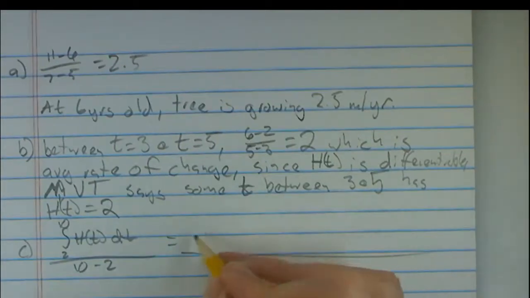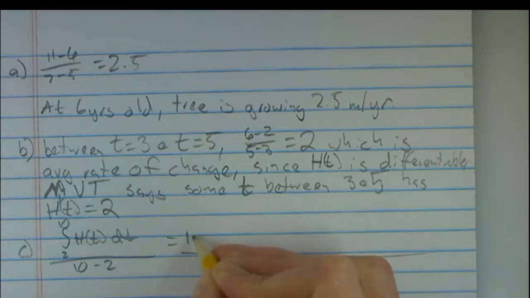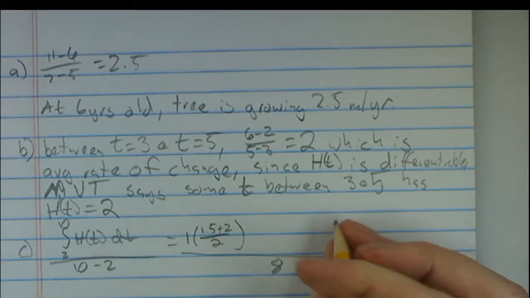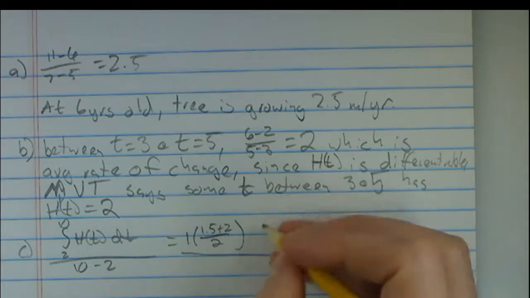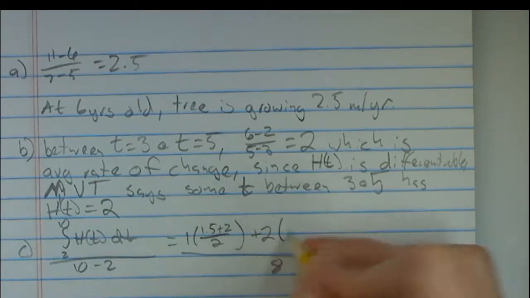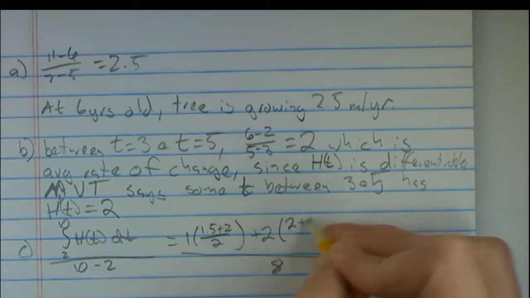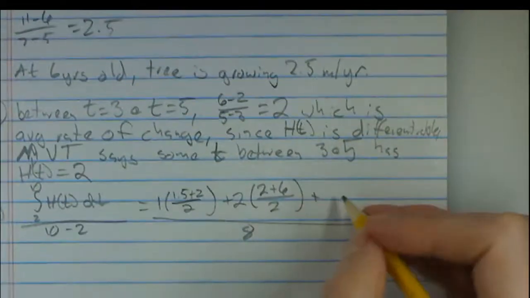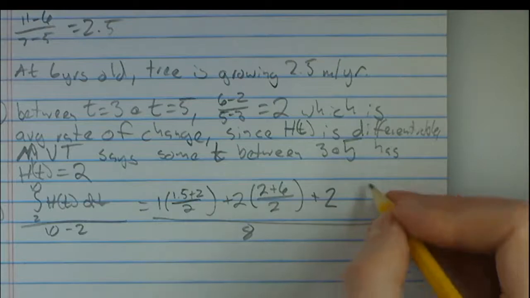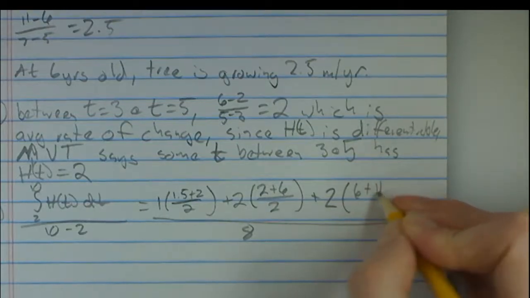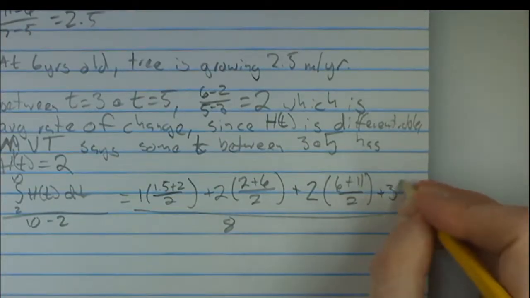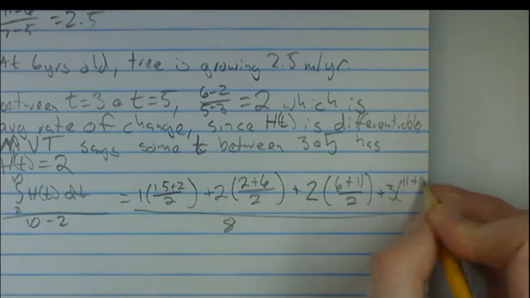Our first one is between 2 and 3. That'll be 1 year, and then the average height, 1.5 plus 2 divided by 2. The second one, we go from 3 to 5, so that's 2 years, and the height goes from 2 to 6. The next one goes from 5 to 7, so that's 2 years, and the height goes from 6 to 11. The next one is between 7 and 10, so that's 3 years, and the height goes from 11 to 15.